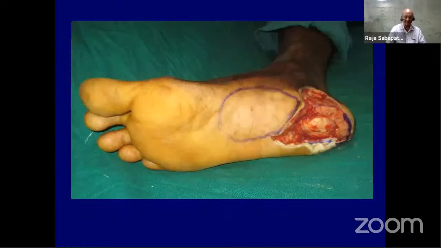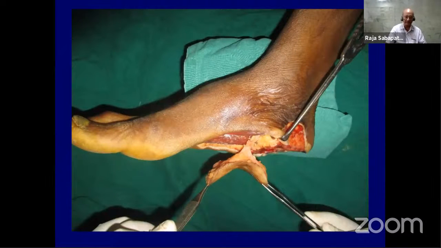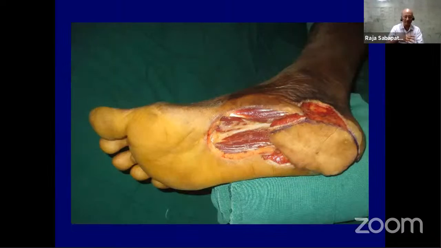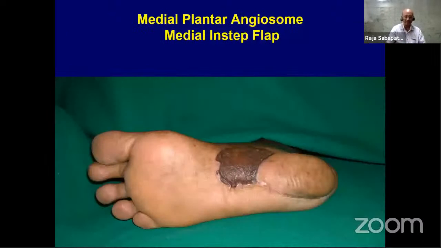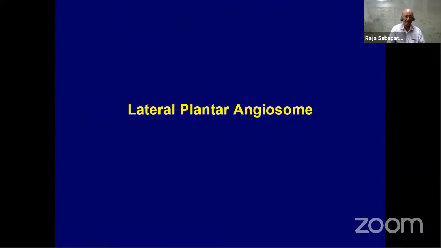So what we do is we use a Doppler and find the vessel over here. We isolate the vessel, so we can take it on only its blood supply. When you dissect it to a level like this, you can turn it over 180 degrees, put it on, and put the graft on the other side. In this way, we have glabrous skin in the weight-bearing surface, and we are transferring the skin grafting area to the instep, which will not be under so much pressure. So this is the pattern.